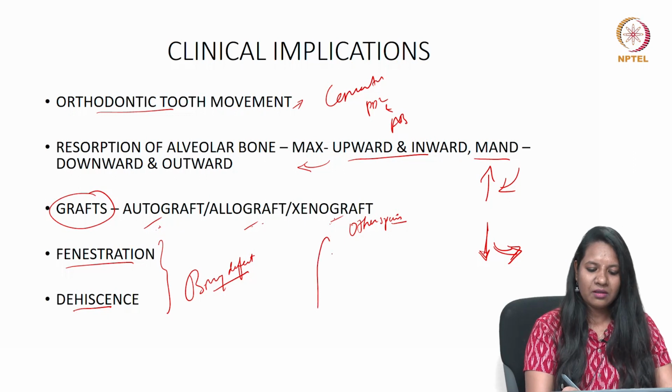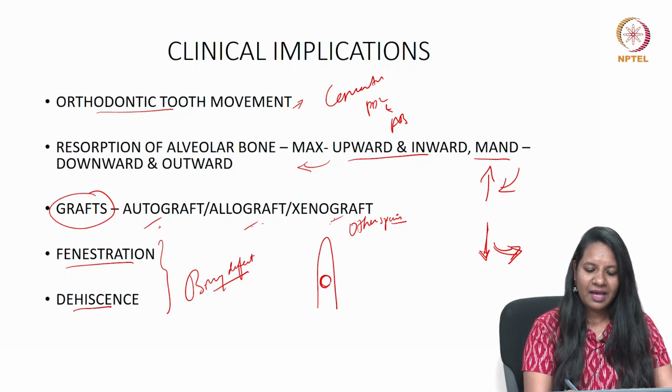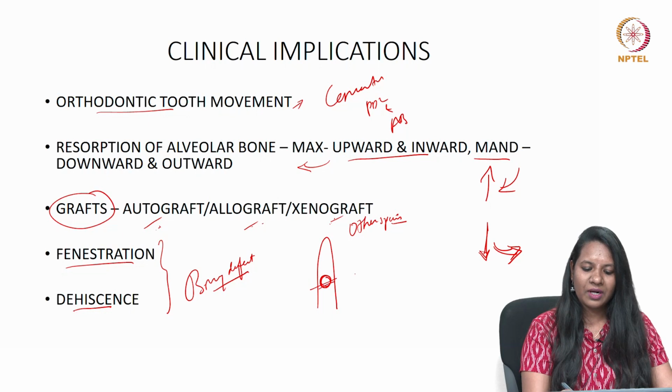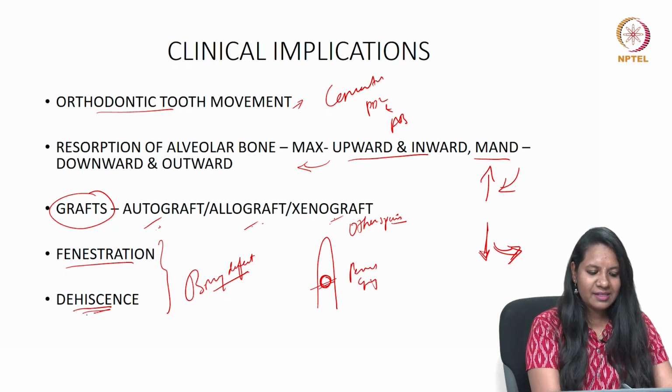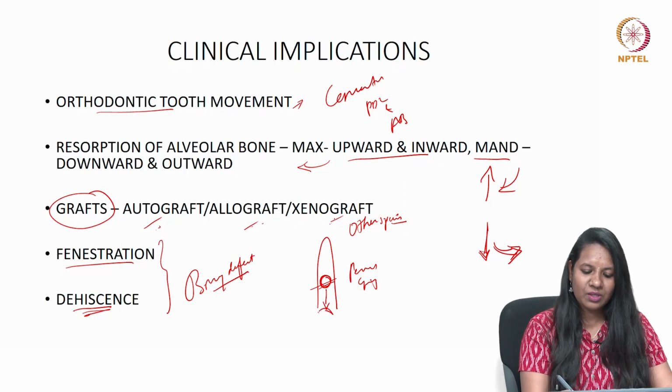Fenestration is when the bony coverage has a defect, so it is covered only by periosteum and gingiva. When the defect extends to the marginal bone, it is called dehiscence.